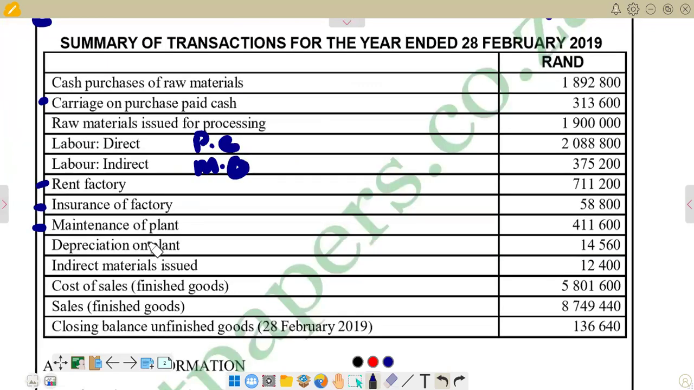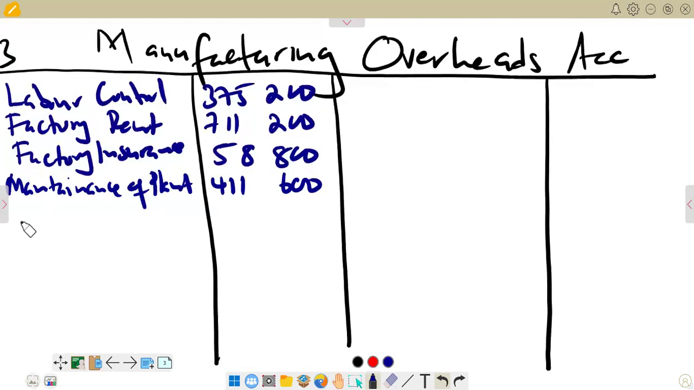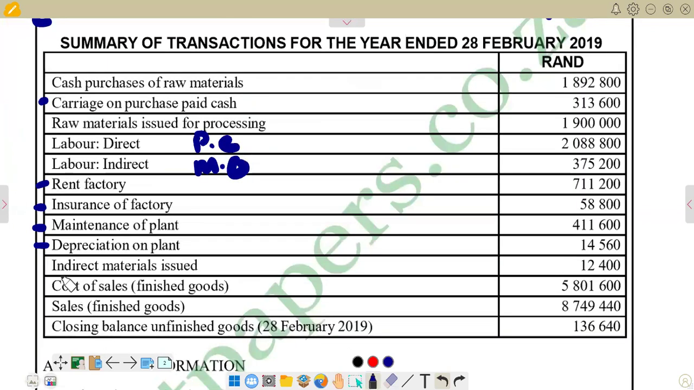After maintenance of plant, we've got depreciation on plant. This is another overhead again, so we're going to debit manufacturing overheads with 14,560. So go there. This is depreciation. The amount that we have is 14,560. And then obviously go back again to see what we have.